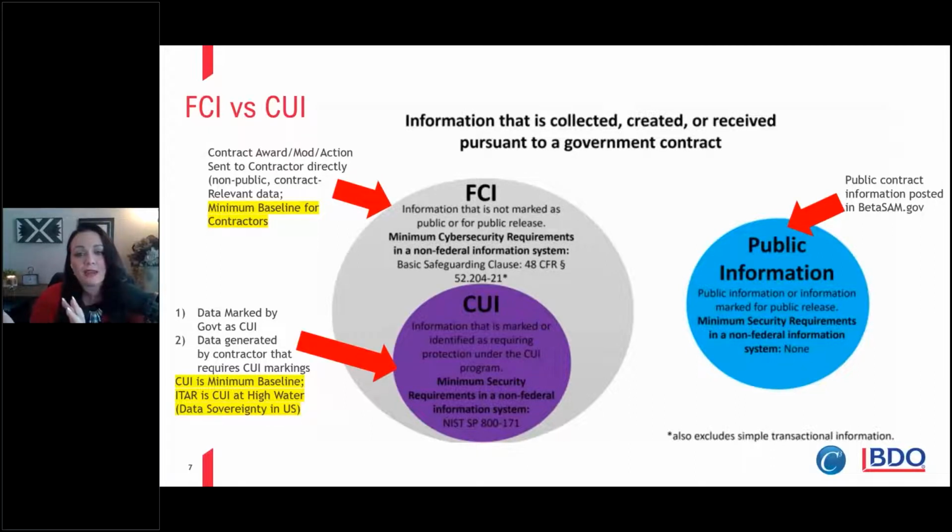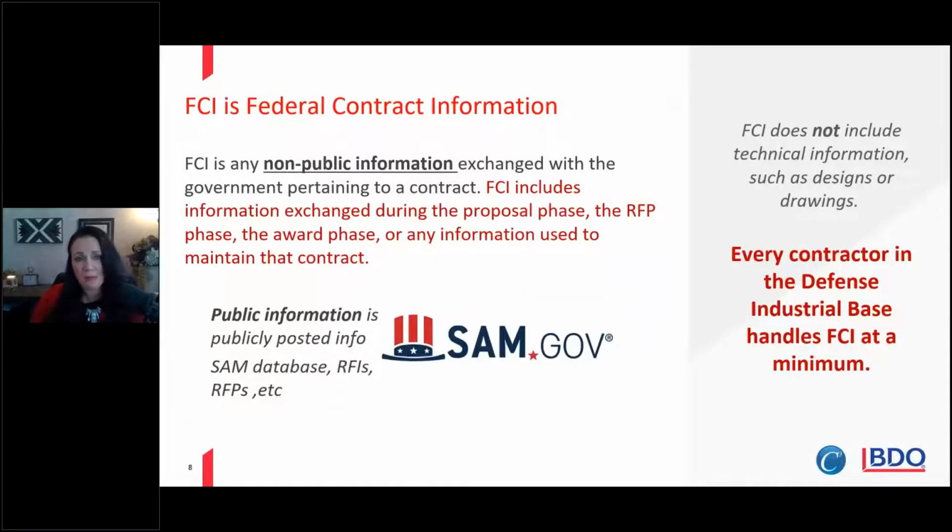Whereas outside of that Venn diagram, anything that is publicly posted is not included under FCI or CUI. So typically we look at SAM, Beta SAM, anything that's publicly posted on a website, social media, anything that's been decontrolled. If it was CUI, it was decontrolled or sanitized. So we can see things that have been publicly posted that might have had their markings reduced. As long as it's publicly posted, it's pretty much automatically decontrolled at that point. So we'll get into more of what all of that means.